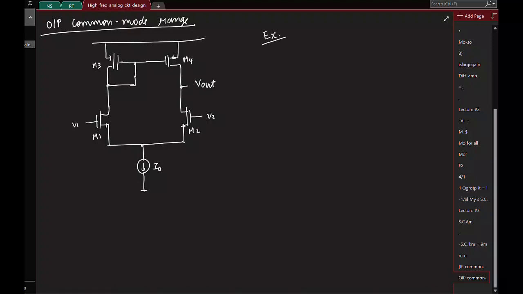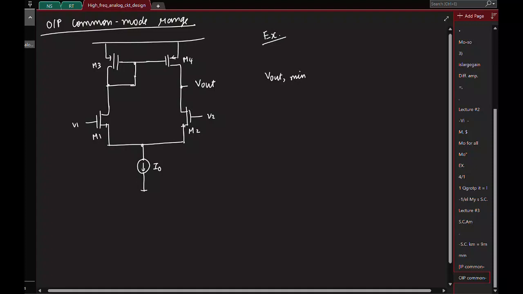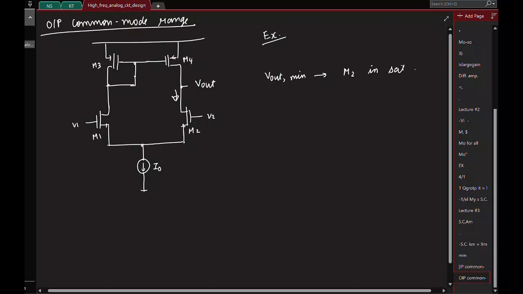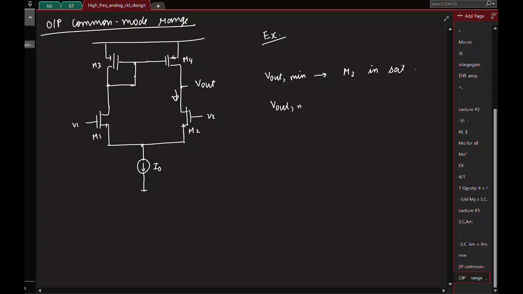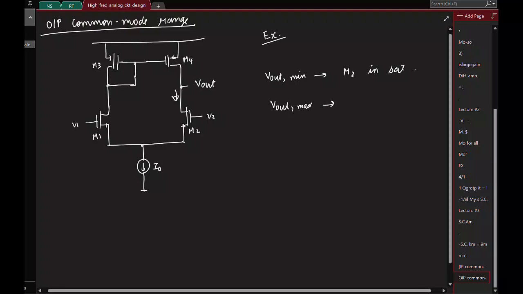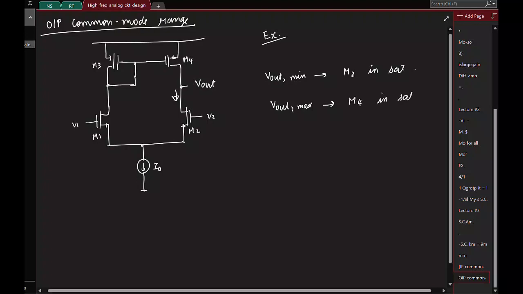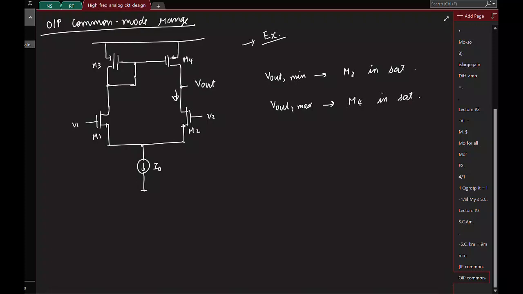But if I keep reducing the output voltage, if the output DC keeps reducing, which of the transistors will have an issue? M2. Okay, so this will be determined by M2. Similarly, if I keep increasing the DC at Vout, which of the transistors will have issues? M4, the PMOS transistor. So this will be determined by M4 in saturation. Using these, please take it as an exercise and work out the minimum and maximum ranges.